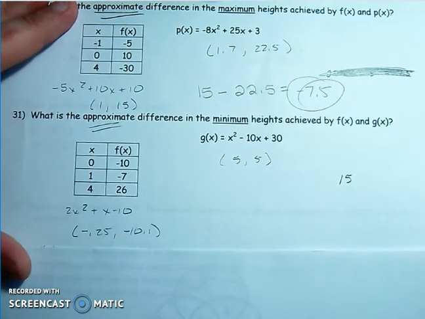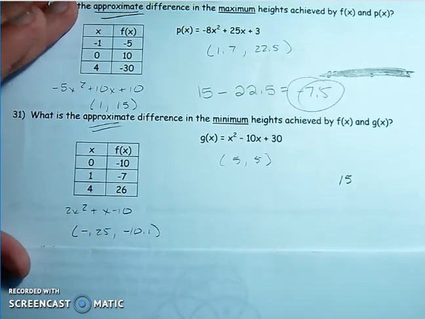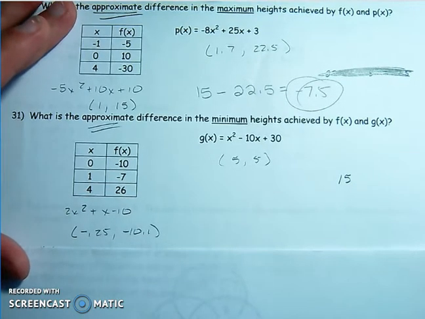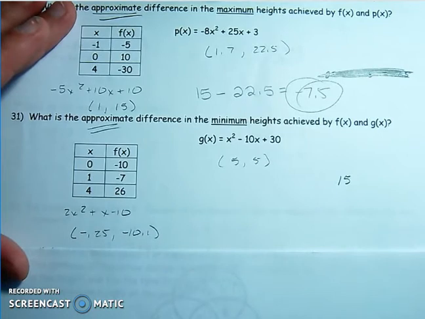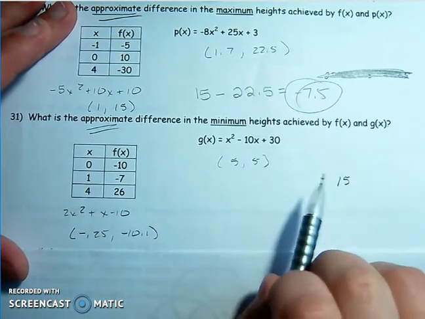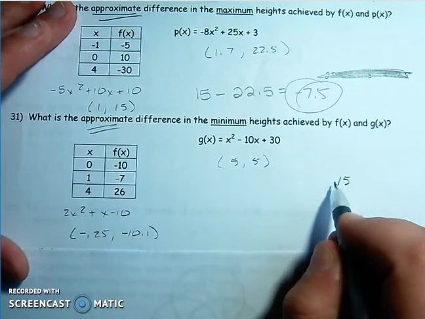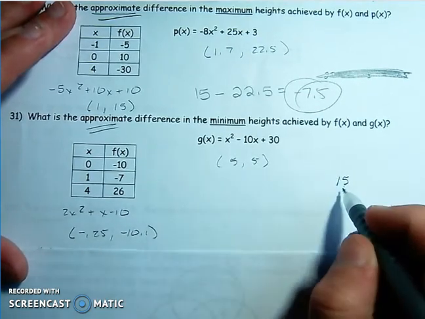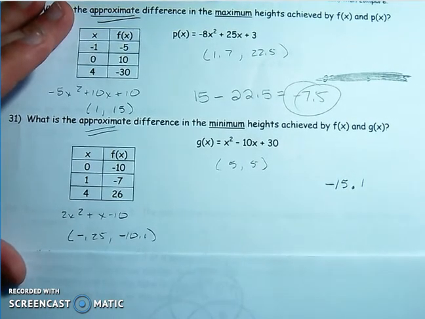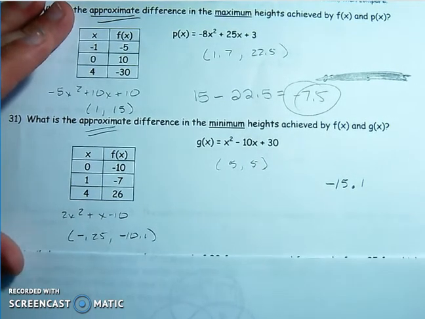Hopefully, on 31, you got the equation for the table to be 2x squared plus x minus 10, and your minimum being negative 10.1. And then in g of x, your minimum is 5. So then negative 10.1 minus that 5 is negative 15.1. Remember, order matters.